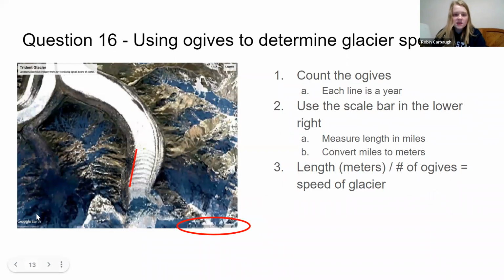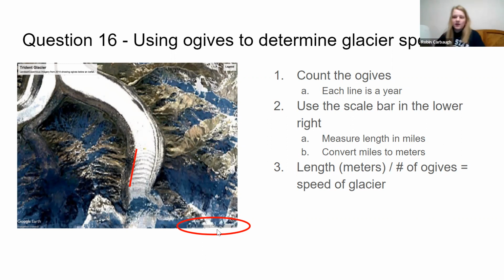And then question 16 is using these ogives to determine the glacier speed. So the way I would do this is I would count up each ogive, so each line that we see here. And roughly every line is a year. And then we can use the scale bar in the lower right. It's pretty small, and that's in miles.